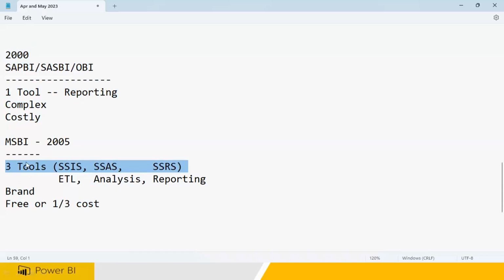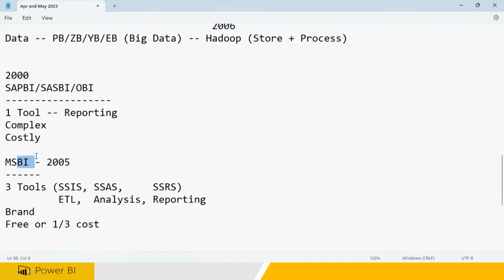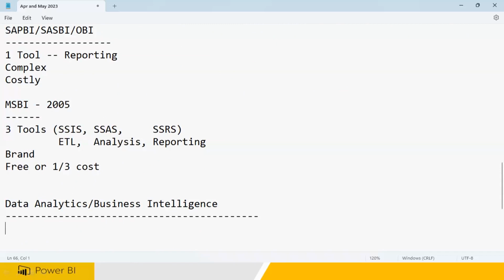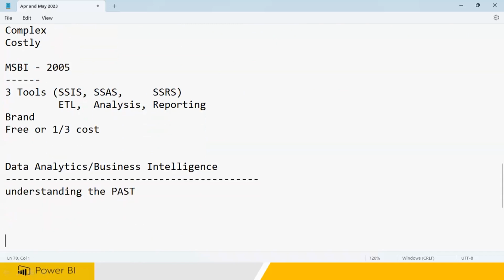Clear? As I told you yesterday, BI means what? BI is also called data analytics. Data analytics is also called business intelligence. That's what I told you yesterday. Now, business intelligence or data analytics means understanding the past. Understanding the past is called data analytics.